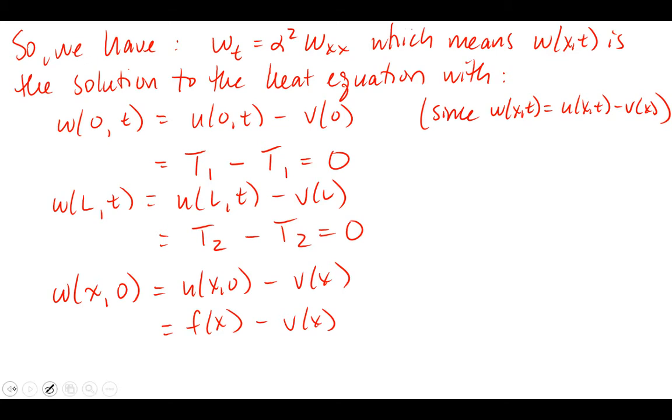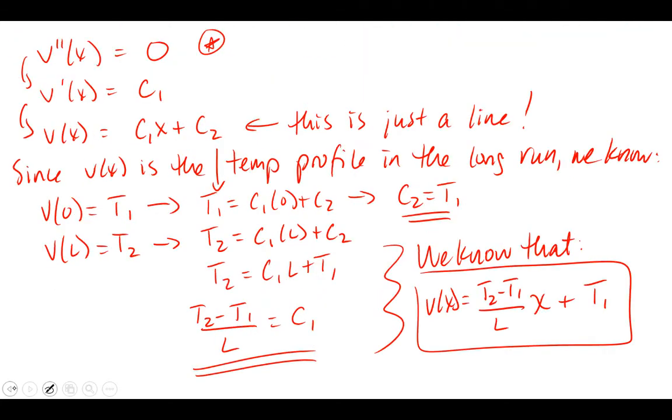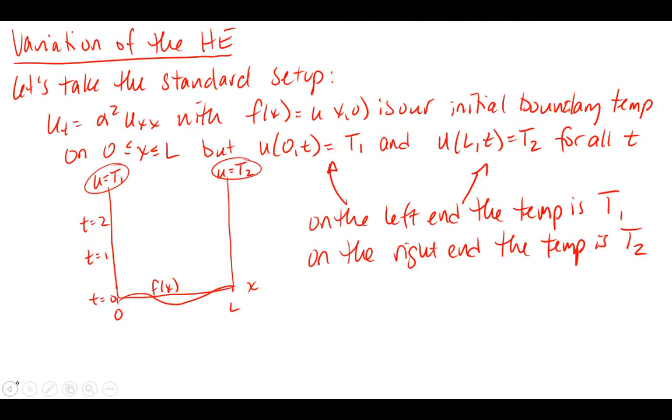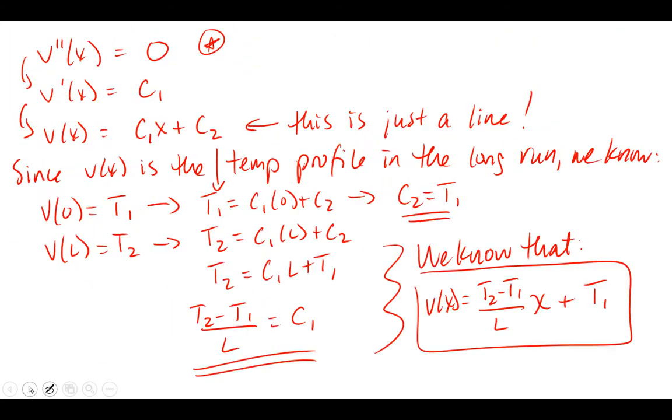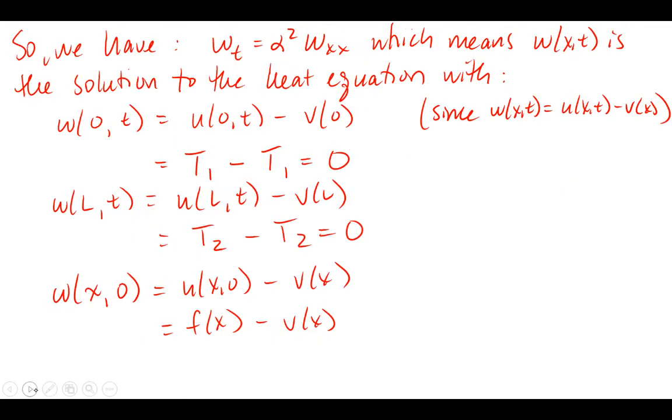Okay, so just so I'm pointing you to all the right things here. When we stated this problem, little f of x is still the initial temperature distribution, whatever that might be. But now along the way we've discovered a nice easy formula that says v of x is that. And as it turns out, for w, what's the initial temperature profile for w? It's just the difference of the initial temperature for u minus this equilibrium solution.